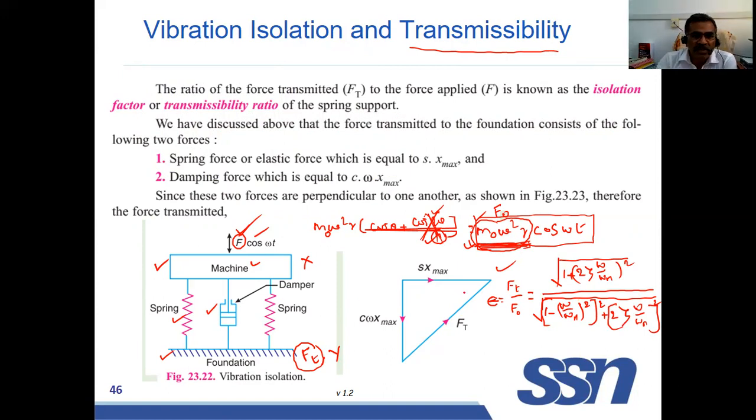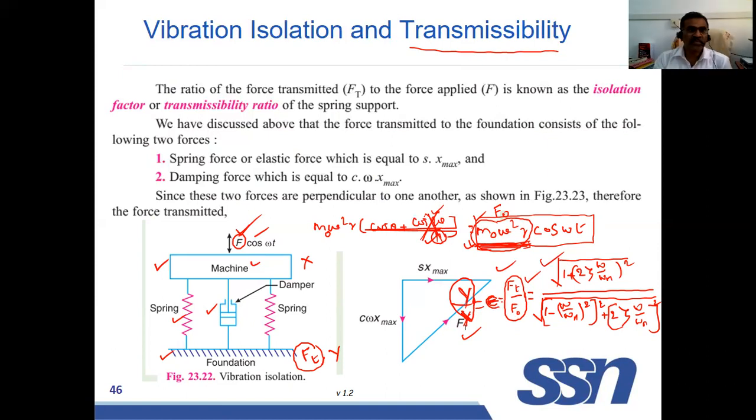Similarly, Y by X is also a transmissibility, but both will be the same. Both will be epsilon only. Ft by F naught is called force transmissibility. Y by X is motion transmissibility. For both, it is denoted by epsilon, and that can be calculated using this equation.